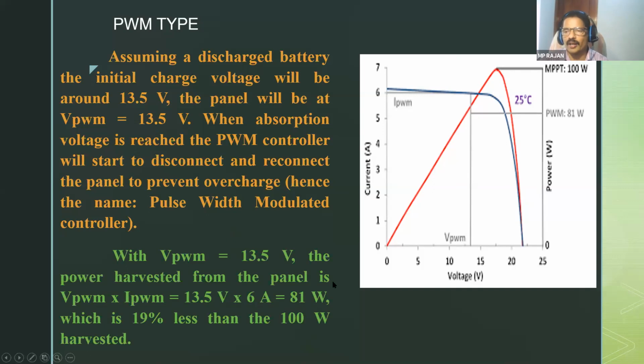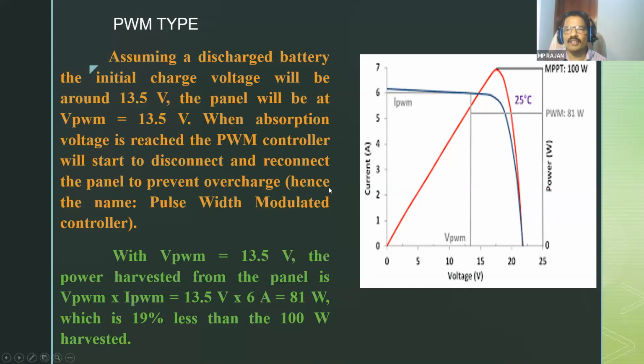Why does this happen? The maximum power point is not plugged in. So this is the blue curve. The voltage is set; you are at 13.5 volt here. The corresponding current for 13.5 volt is 6 ampere. So if it is accepting 13.5 volt, you can take 6 ampere current. So 13.5 into 6 is 81 watt. You are getting only 81 watt power. Your battery charging is comparatively less than with the MPPT type charge controller.